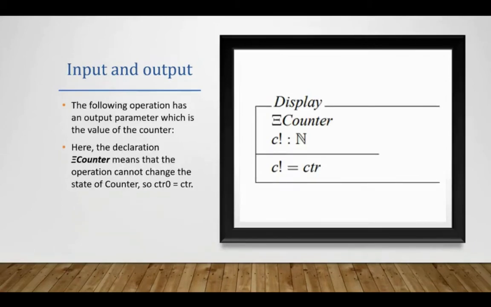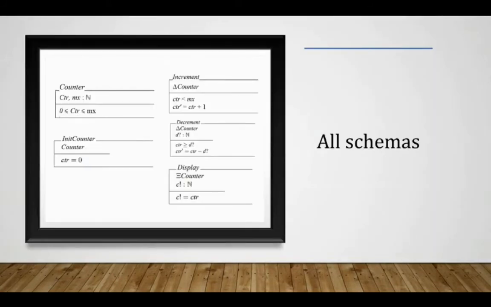Next, if you want to display this data, this is a display operation. We use this symbol, which is chi, I think, because we don't change anything in the state. Here we have this variable with an exclamation mark, which means output. So we save the counter into this output. So guys, that's all. This is all the schemas together. You can write this in Microsoft Word exactly like this, or you can write it in the CZT tools using ASCII code.